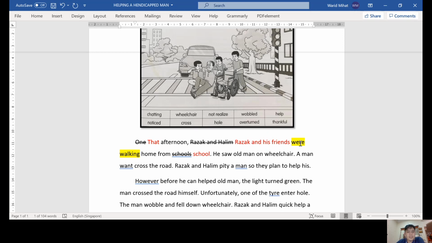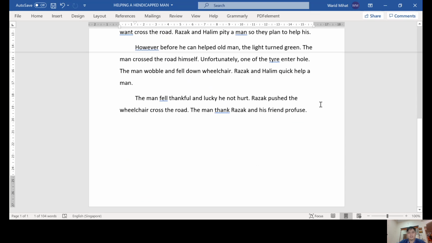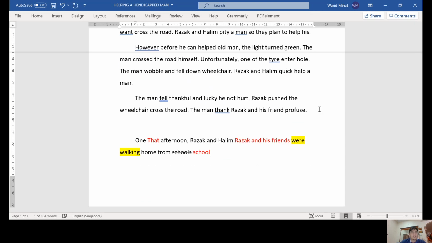You can also use, actually there are three versions. Okay, let me copy paste this and then let me show you the possibilities. So this one, the first version yang you boleh buat adalah, Raza and his friends. You can just begin your essay with Raza and his friends were walking home from school. So this one, correct, no issue, okay?